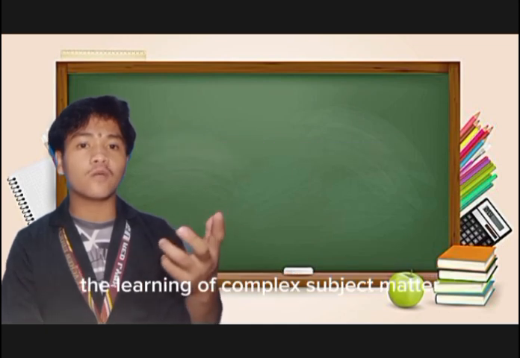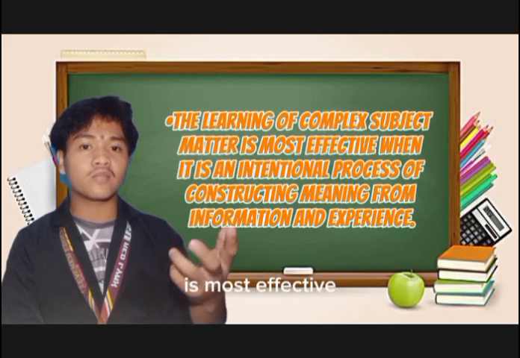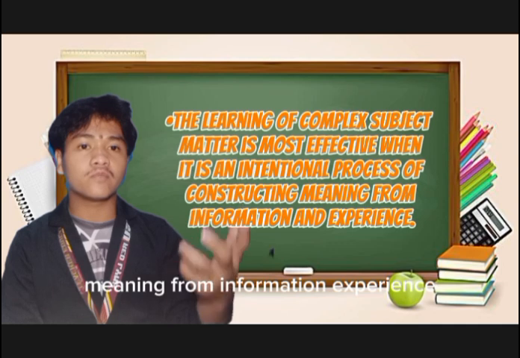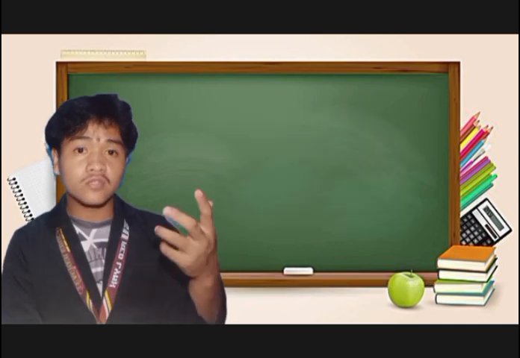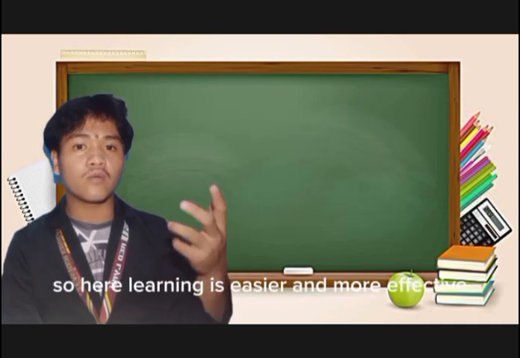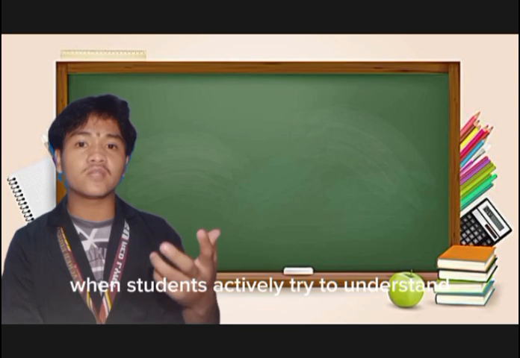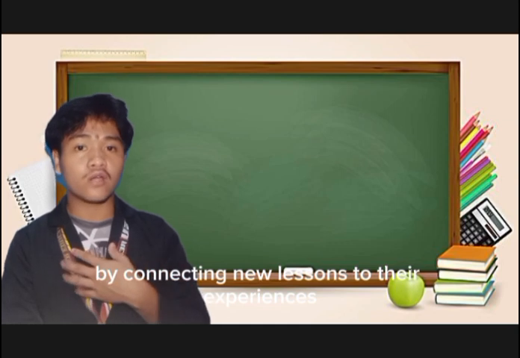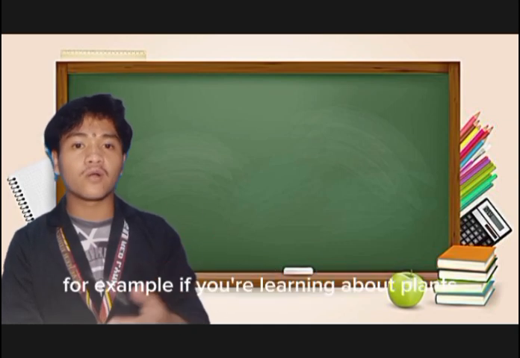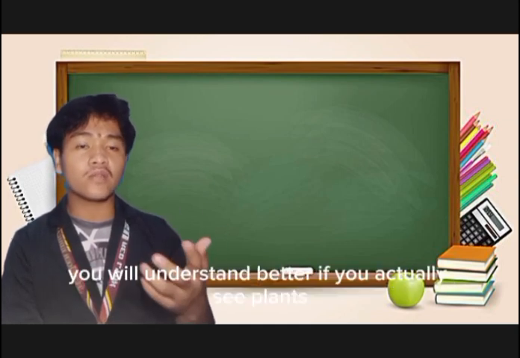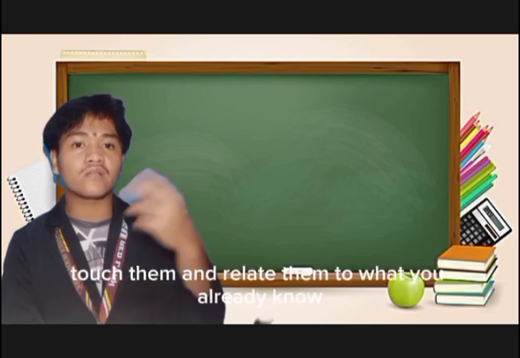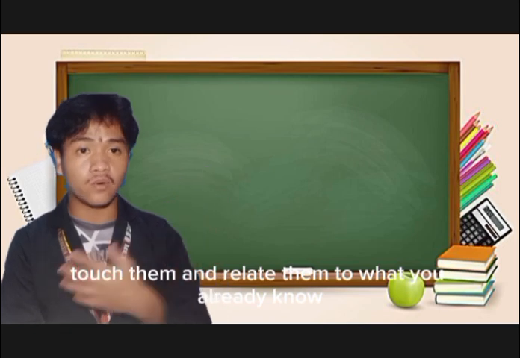The number one is the nature of the learning process. The nature of the learning process is that the learning of complex subject matter is most effective when it is an intentional process of constructing meaning from information and experience. So here, learning is easier and more effective when students actively try to understand what they are learning by connecting new lessons to their experiences. For example, if you are learning about plants, you will understand better if you actually see plants, touch them, and relate them to what you already know.